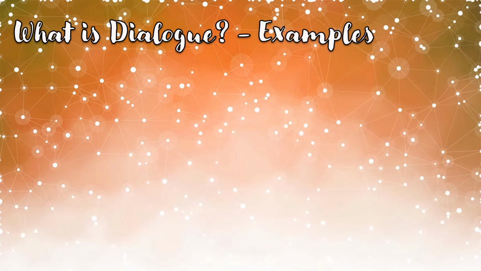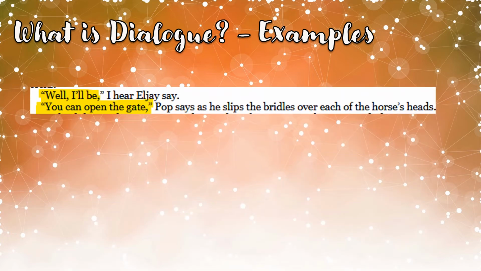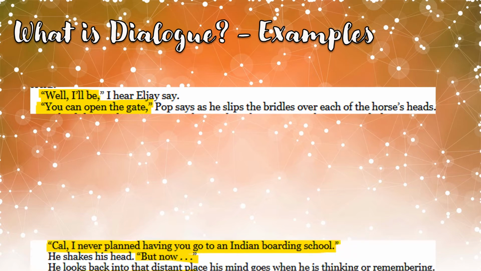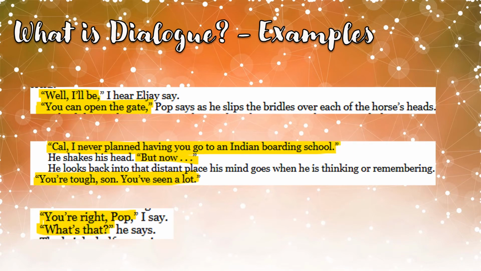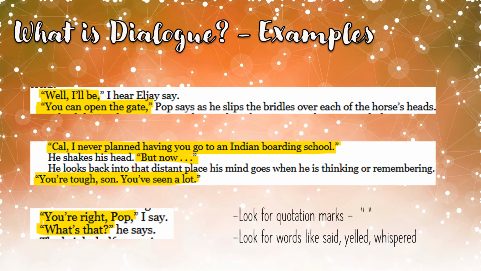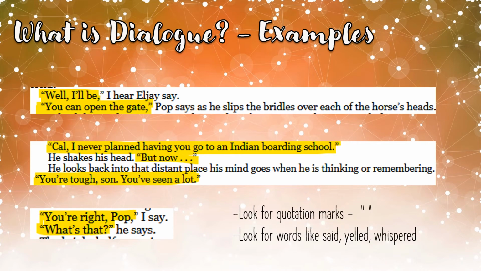Dialogue is very common in novels and in articles. Here are just some examples from our book, Two Roads. The dialogue is highlighted in yellow. When you're reading, the things to look for when you are looking for dialogue are quotation marks, as well as the words said, yelled, and whispered.